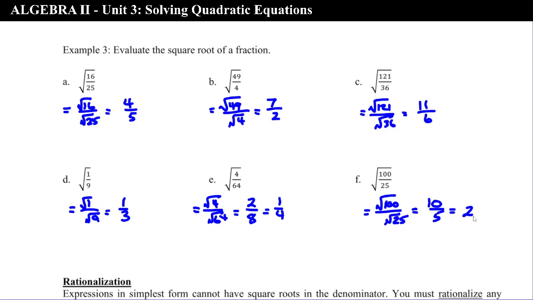So you'll notice that these problems were fairly quick to do. But what if what's on the top and bottom don't become nice perfect squares that we can just take the square root of? Then what? Well, that brings us to our next part.